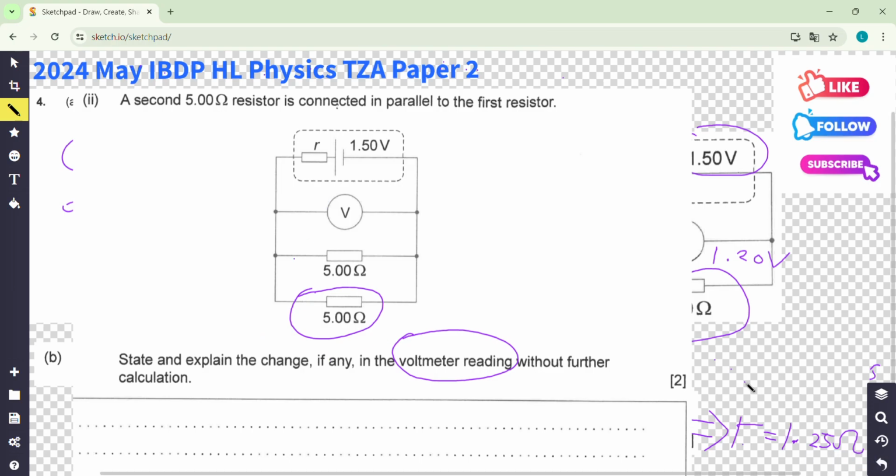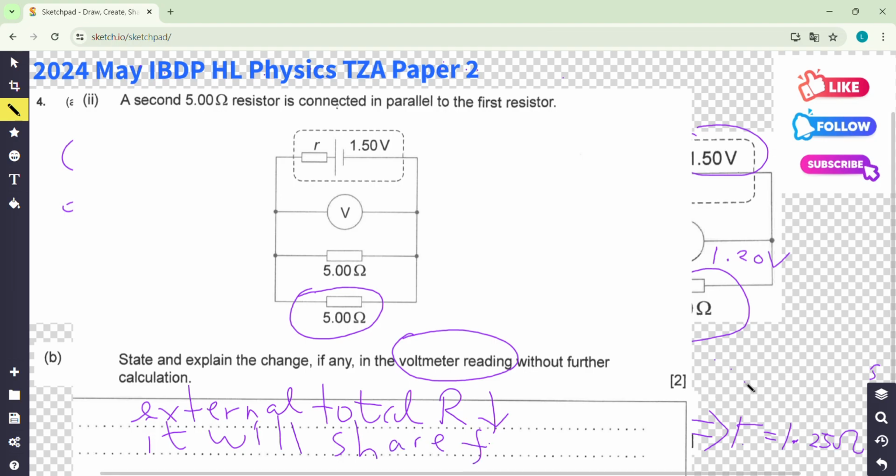So you notice that adding in parallel resistor, the external circuit total resistance will rise or drop. Parallel, yeah, so it will drop. Okay, so the external resistor will share fewer voltage, right? Fewer, yeah, because less resistance. It will share fewer voltage, so the voltmeter reading drops.